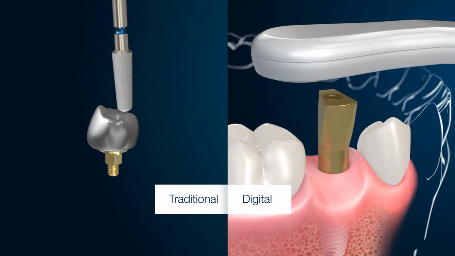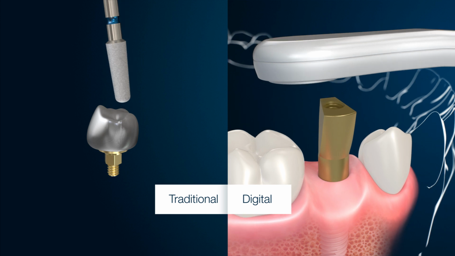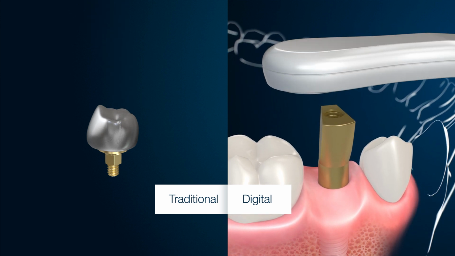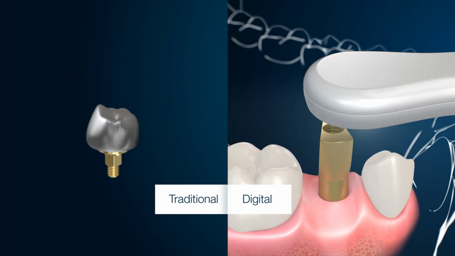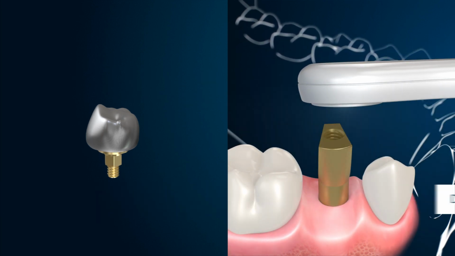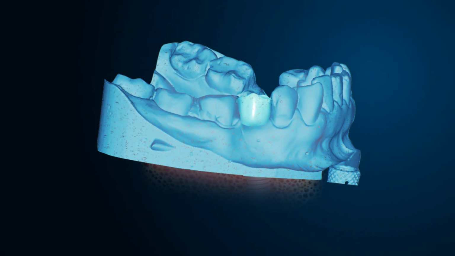Once we are ready for final restoration, planning may be done by using an intraoral scanner and scanning the scan post, which is connected to the Connect abutment. With the planning complete, final restoration may be fabricated and placed on the abutment.